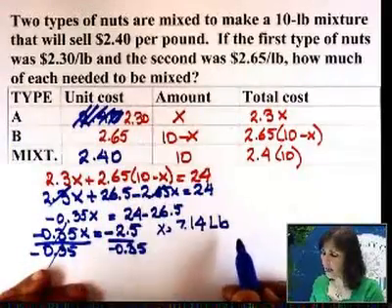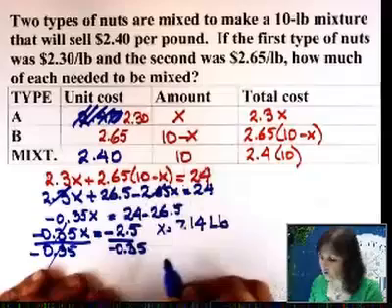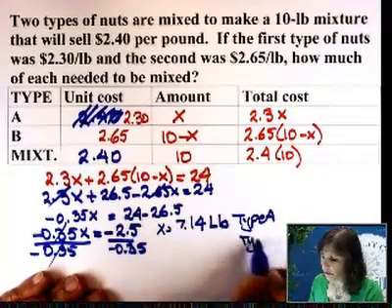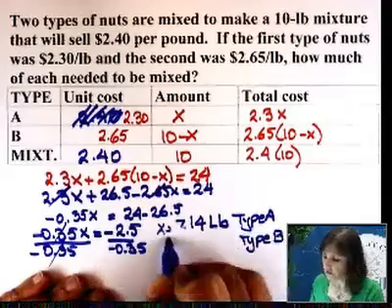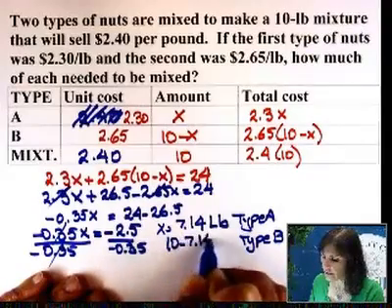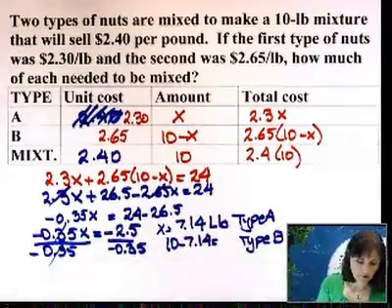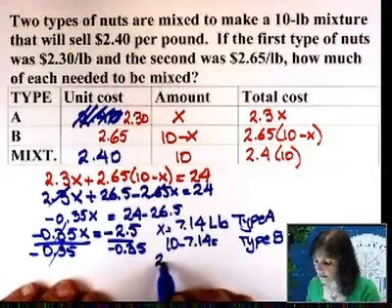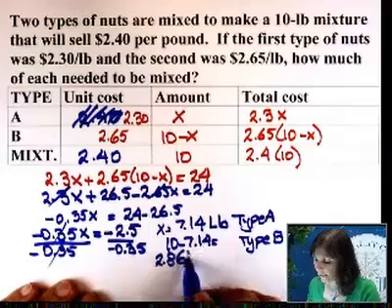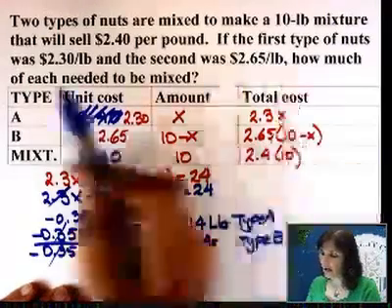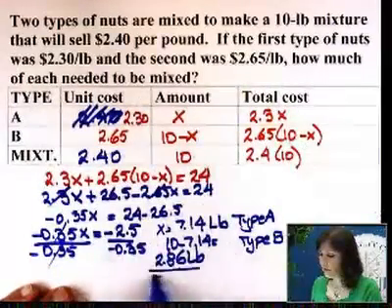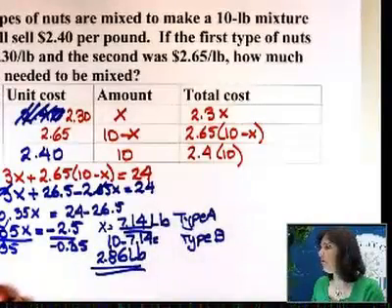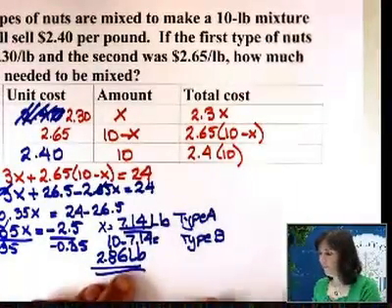And then what will be the type B? The type B is going to be 10 minus that. So 10 minus 7.14, that's going to be 2.86. And what is that? Pounds. So, how much of each? Very good. 2.86 pounds of one and 7.14 pounds of the other. Okay.